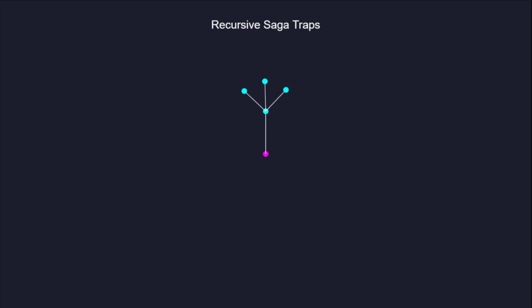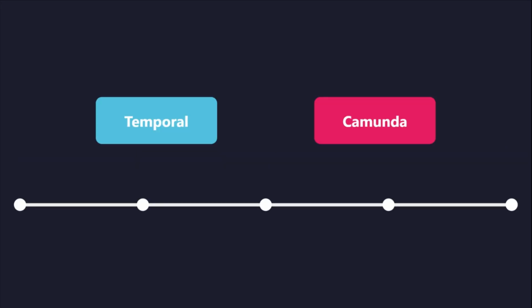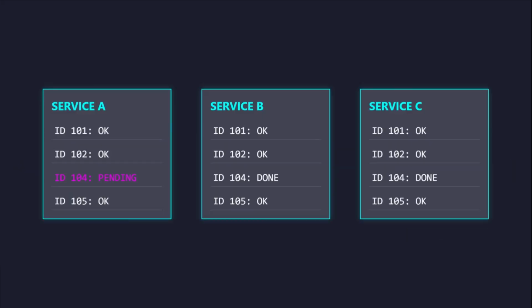Ensure your compensation logic does not trigger more sagas that could also fail. Keep compensation as simple and as local as possible to avoid recursion. For complex sagas, use workflow engines like Temporal or Camunda. These frameworks handle persistence, retries, and state management out of the box.